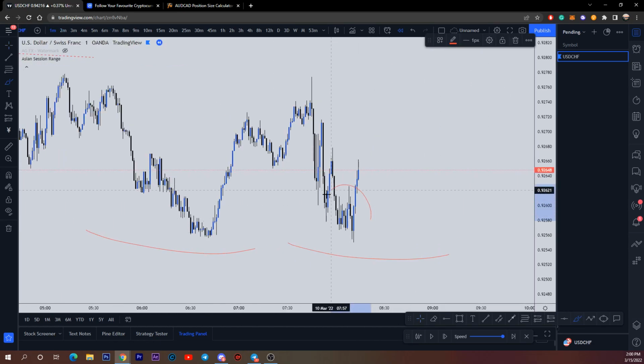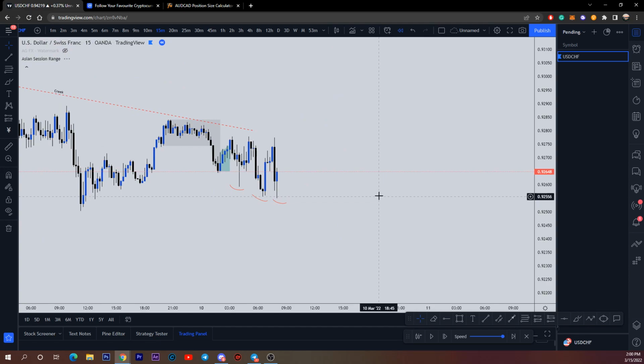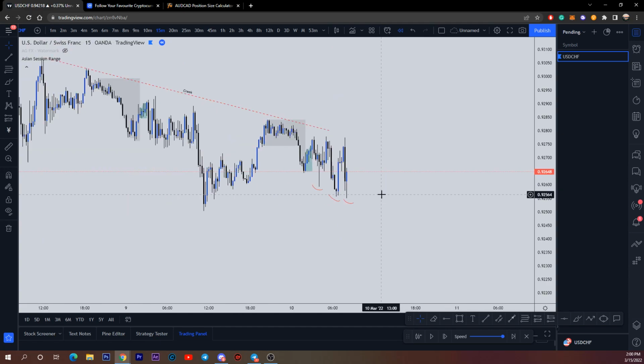Right, here's another accumulation that happened, and all of this was happening during the right time. The right time meaning this was all happening during London and New York session, which was telling me that there's no expected manipulation. I don't expect any more manipulation, because this is the manipulation. This is what the banks are doing for the day.